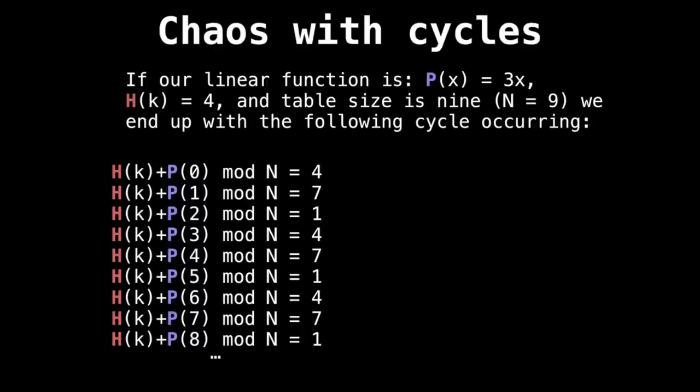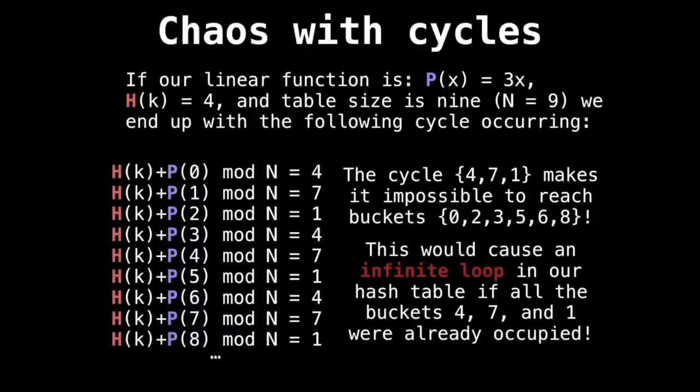If we picked our linear function to be p of x equals 3x, and say our key k hashed to 4, and for some reason our table size was 9, then we would end up with the following cycle occurring, assuming that positions 4, 7, and 1 are already taken by other key value pairs. So the fact that we're only probing at those 3 locations means we're unable to reach all the other buckets, which is really bad, and hence we're again stuck in an infinite loop. We cannot get stuck in this situation ever. So how do we avoid it?